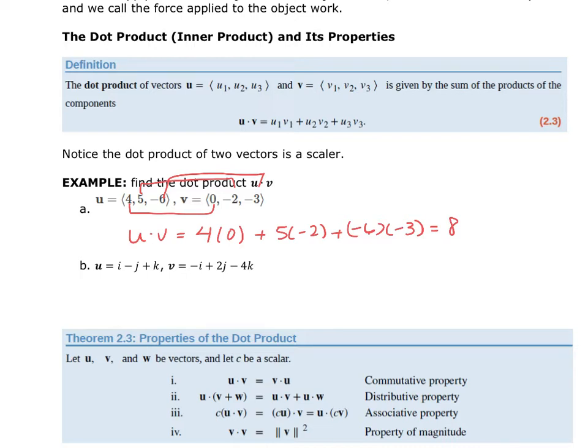Now, for the next example, I am still going to do it component by component. So I have this 1 and this negative 1. So u dot v is going to be the 1 multiplied by negative 1, plus negative 1 multiplied by 2, and then, of course, the 1 multiplied by negative 4. And so we have negative 1 plus negative 2 gives me negative 3, plus negative 4 gives me negative 7.